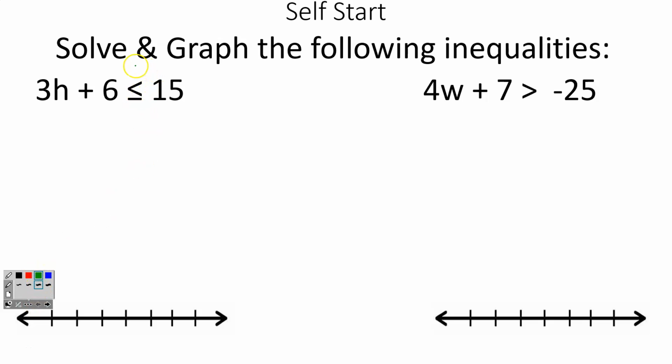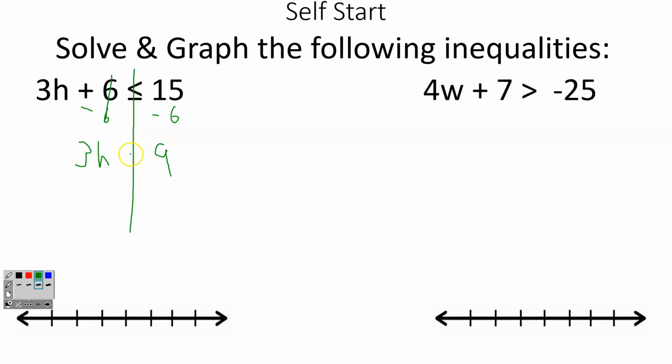Here we go. For self-start, we have to solve and graph these inequalities. We're going to solve them just like we do an equation. We draw our fence. What we do to one side, we do to the other. So we're getting rid of the term without a variable first. That's going to leave me a 3h on this side and a 9 on this side.